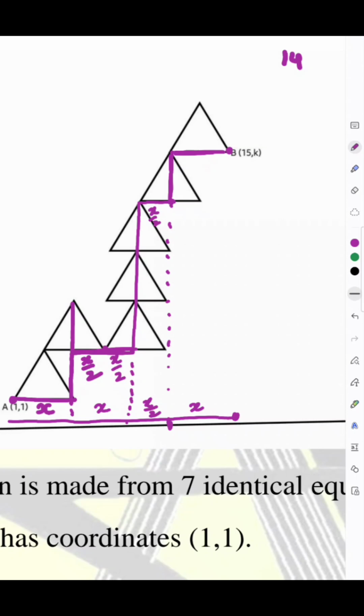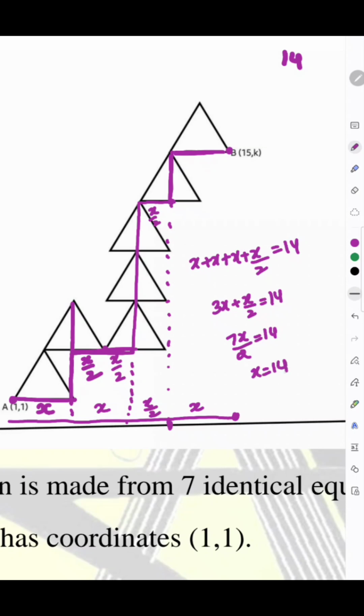If it's not clear, you can repeat this video to understand this. So x plus x plus x plus x by 2 is equal to 14, or 3x plus x by 2 is equal to 14, and this is 7x by 2 is equal to 14. And x is equal to 4 centimeters. So we got to know that the length of each side of this equilateral triangle is 4 centimeters.